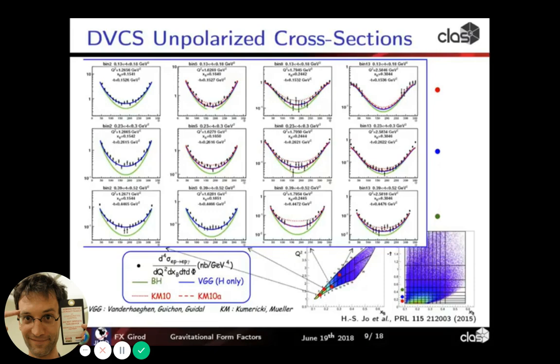We also made use of the unpolarized cross sections, which we published in 2015. And you can see here again the points are compared with the pure Bethe-Heitler if there is no contribution from DVCS at all. So you can see that most of the difference in log scale occurs around phi equal 180 degrees.